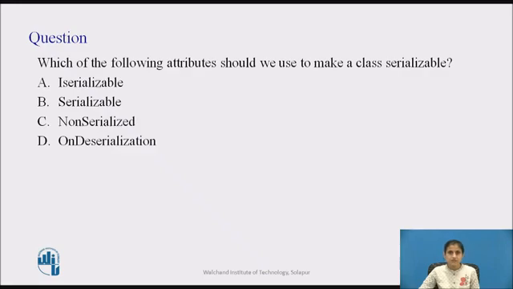Now pause the video and find the answer. Which of the following attributes should we use to make a class serializable? A. ISerializable, B. Serializable, C. NonSerialized, D. OnDeserialization. The answer is B. Serializable.